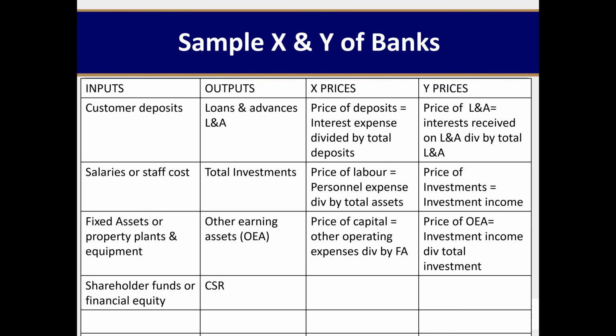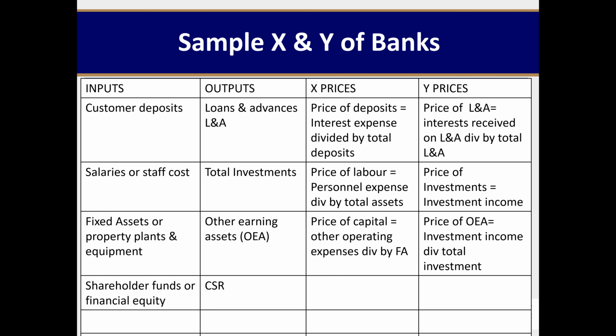Another input is salaries or staff cost. So now we talk about labor, that represents labor. Now you can see that in most cases, you will not get a number of employees. So that's why you might use the staff cost. And what is the price of labor? It is a personnel expense, so that same staff cost divided by total assets. That is how some in the literature have measured it. So you got to know this, so that you will get at least 5 papers that have used that. And that is how you go about doing your own work.